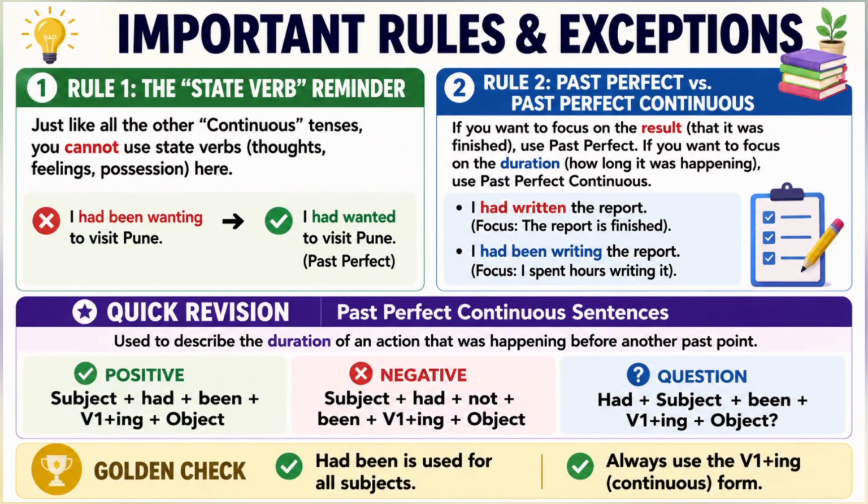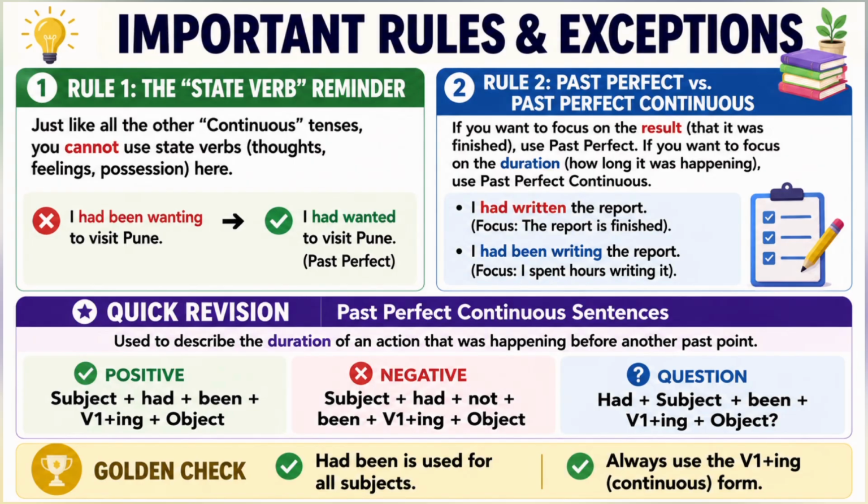Now let's learn some important rules and exceptions. Rule number 1 is the state verb reminder. Just like all the other continuous tenses, we cannot use state verbs such as verbs of thoughts, feelings, or possession in the past perfect continuous tense. Look at this incorrect sentence. I had been wanting to visit Pune. The correct sentence is, I had wanted to visit Pune. So, with state verbs, use the past perfect instead of the past perfect continuous.